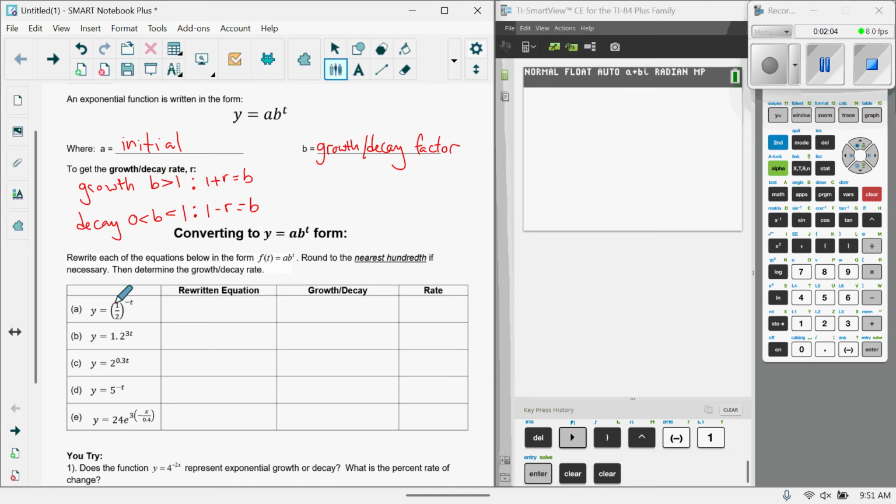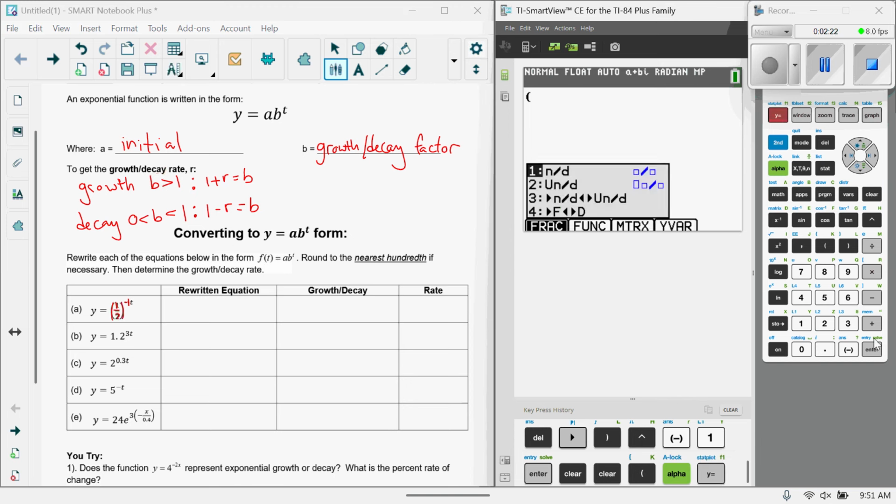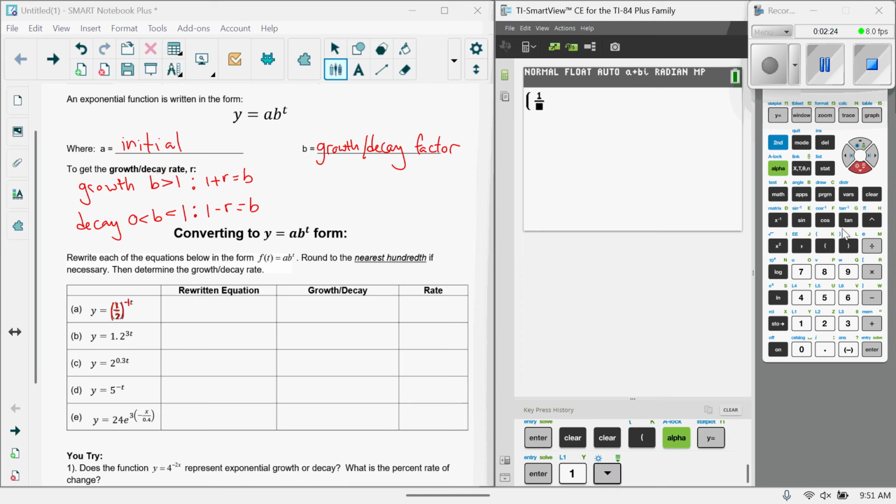So what we're going to do is put everything in the calculator, and by everything I mean the base, 1/2, and the coefficient of your exponent. Now your coefficient is -1. So what I have is parentheses, 1/2, parentheses to the -1 that's in front of our t. And it's going to show us what our true base is. Our true base is 2.